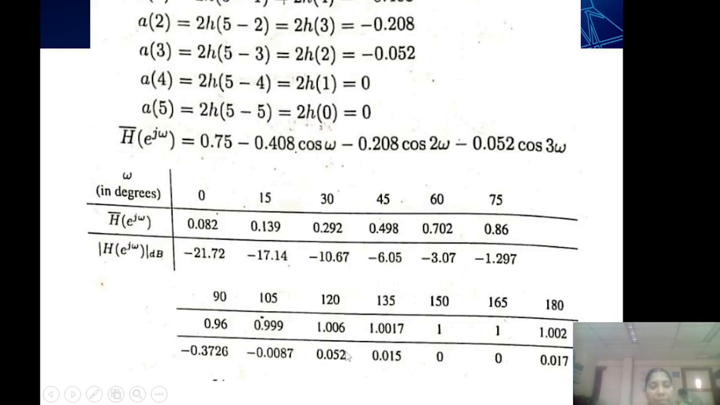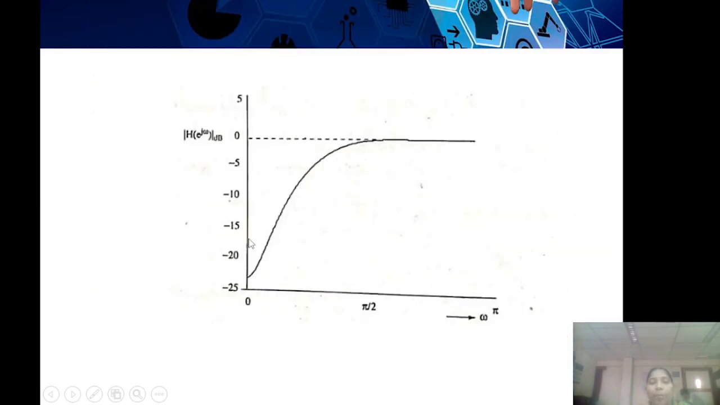You will be getting the values in terms of decibels. And it is not required that you use the values of omega as 0, 15, 30 like that. You can use multiples of 30 also. From a simplified point of view, you can use the omega values 0, 30, 60, 90, 120, 150 and 180. For these values alone, you can find out and plot the magnitude response.